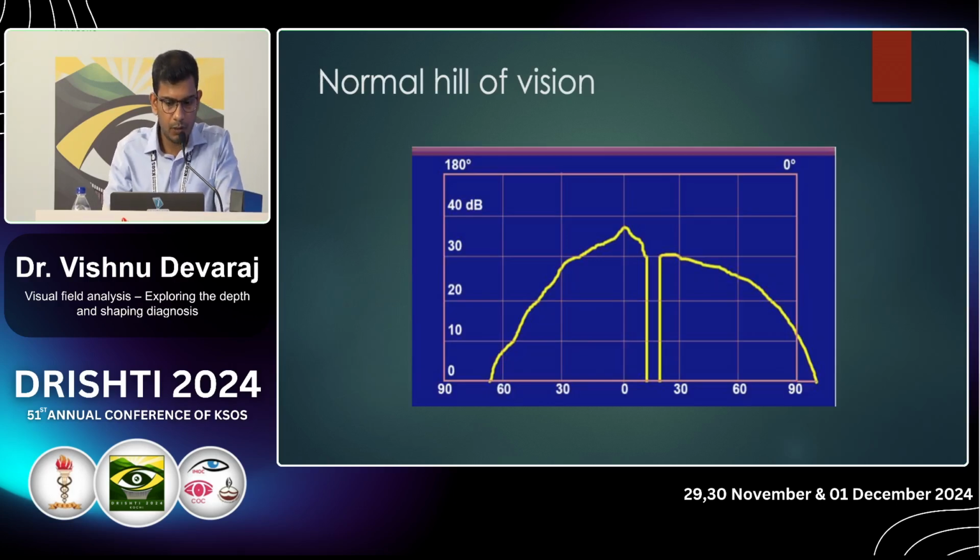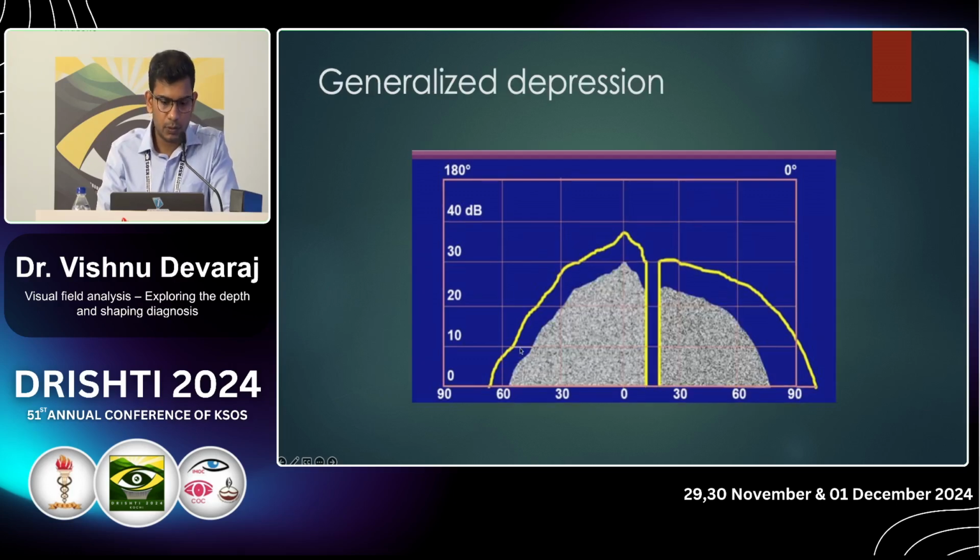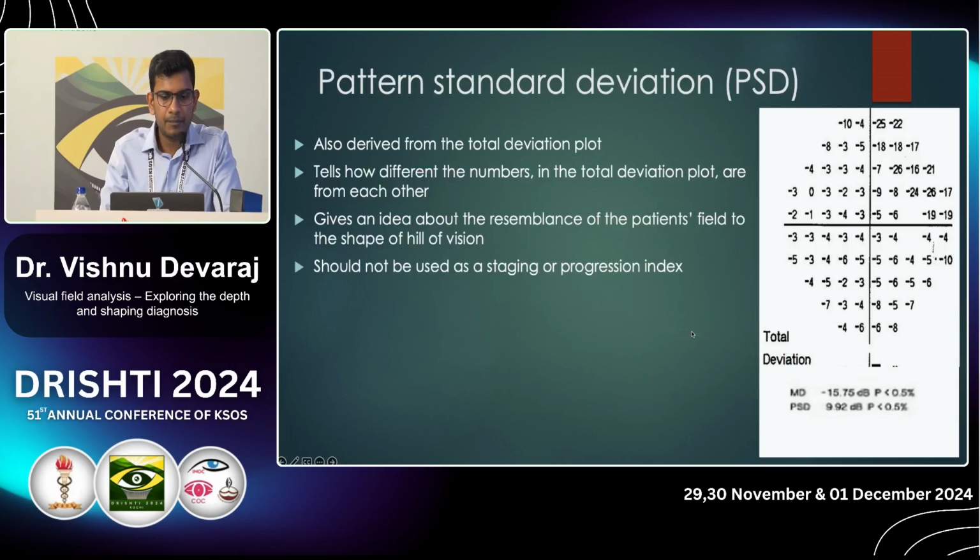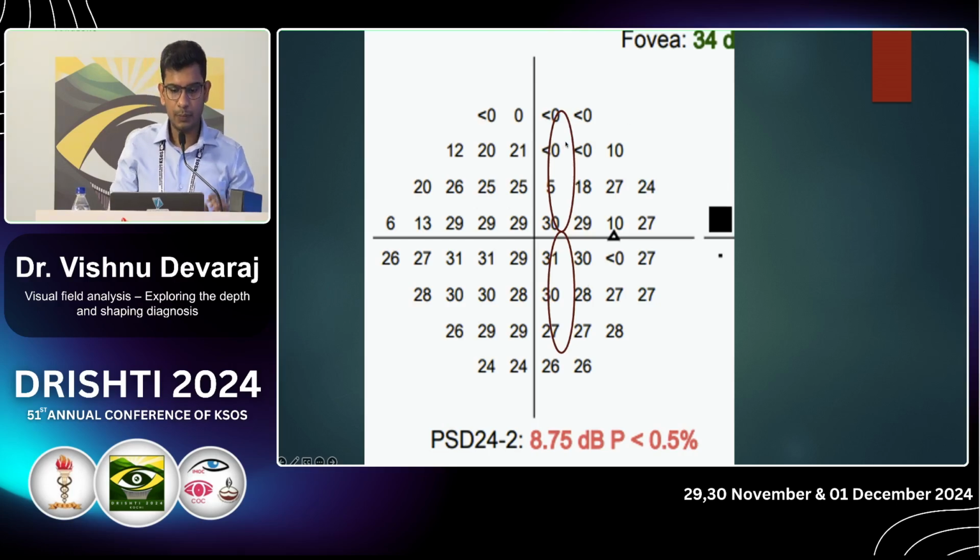So this is the normal hill of vision with space for the blind spot, and this shows the patient's generalized depression. And pattern standard deviation is also derived from the deviation plot. It shows how each point differs from the adjacent points, so it shows localized defects of the patient. It gives an idea about the resemblance of the patient's field to the shape of the normal hill of vision, but it is not used for staging or progression index. It basically shows the potholes or defects in the hill of vision of the patient.